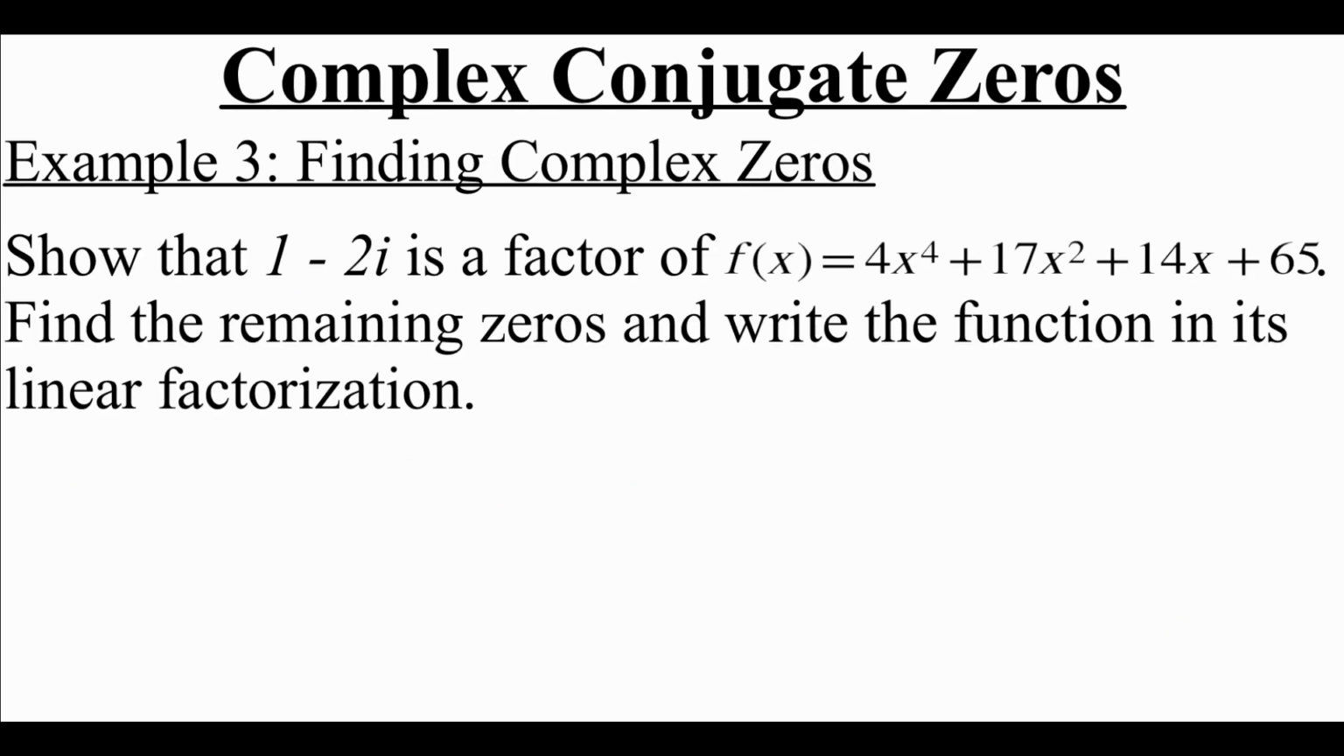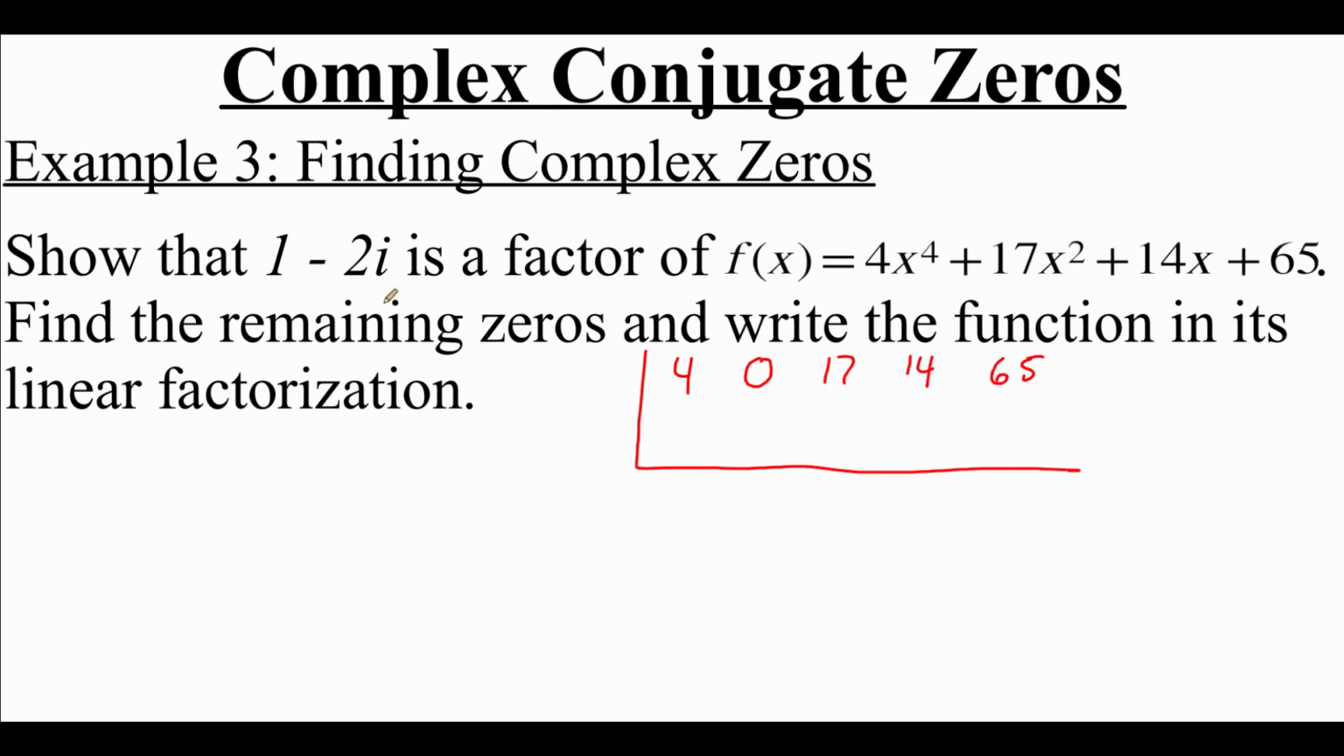So in this example, we're going to show that 1 minus 2i is a factor of f of x equals 4x to the fourth plus 17x squared plus 14x plus 65. And then we'll want to find the remaining zeros and write out our function in its linear factorization. So we're going to do some synthetic division in here. As I start writing this out, notice that we're missing the x cubed term, so I'm going to fill in a 0 there for the x cubed.